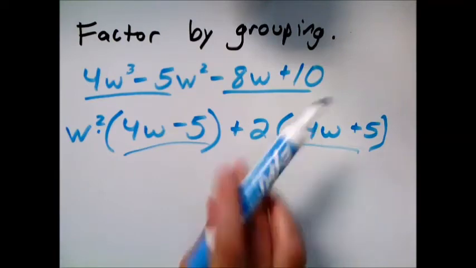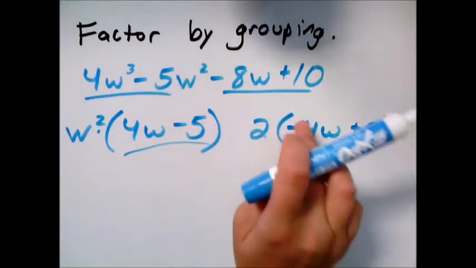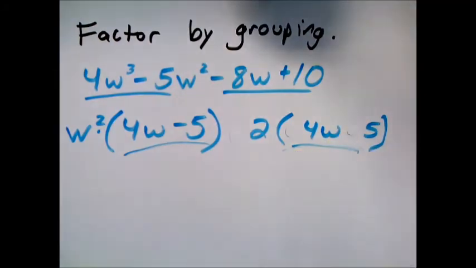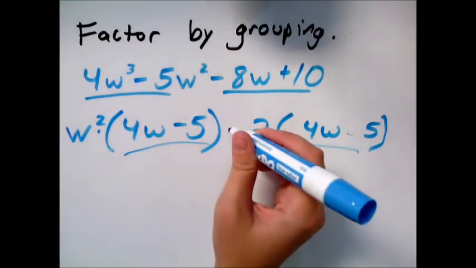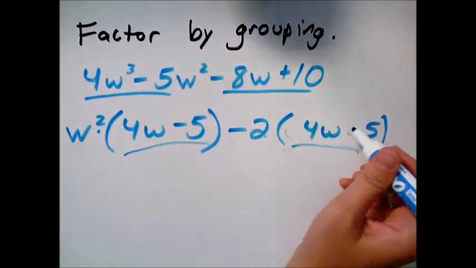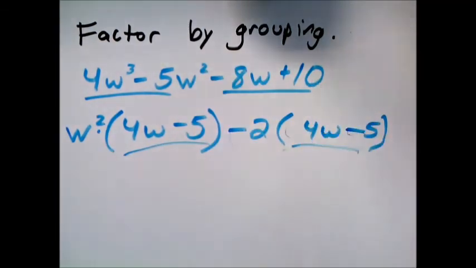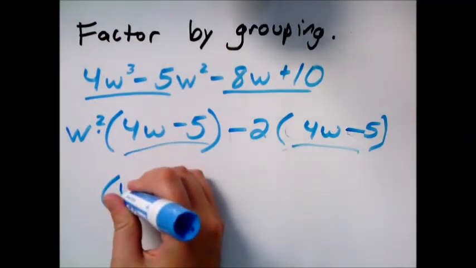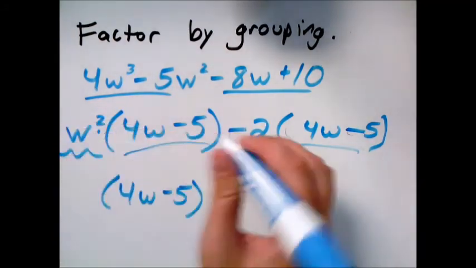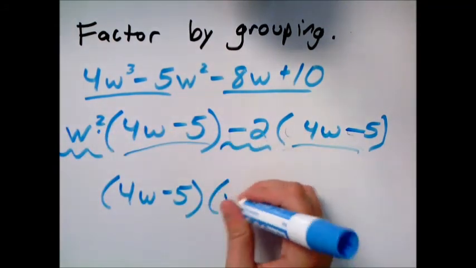Well, if I could factor out 2, I could have factored out negative 2. And so don't be afraid to just take the common factor. If it's just negatives, you can always fix it after. So if I factor out negative 2, now negative 2 times 4 gives you negative 8, and negative 2 times negative 5 gives you positive 10. So look, now they do match up. And so one of my factors is 4w minus 5, now that that's a common factor. And what's left is w squared minus 2.